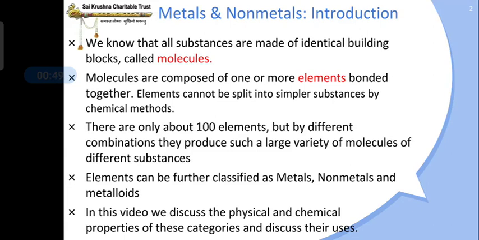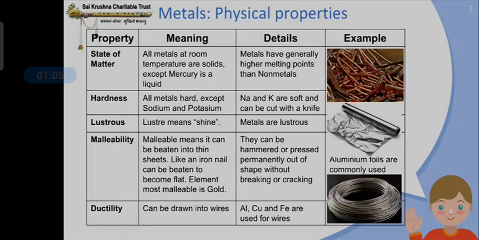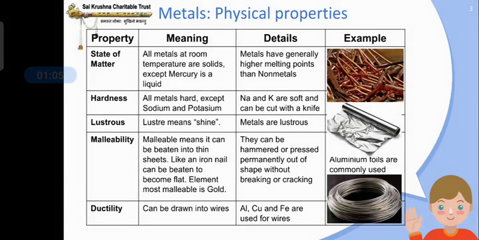So elements can be further classified as metals, non-metals and metalloids, which we shall be discussing in today's class. In this video, we discuss the physical and chemical properties of these categories and discuss their uses. First, let us discuss the physical properties of metals, which are very important.